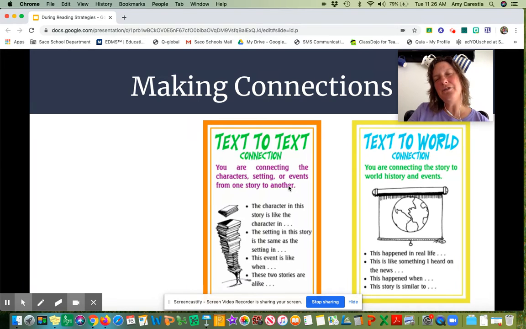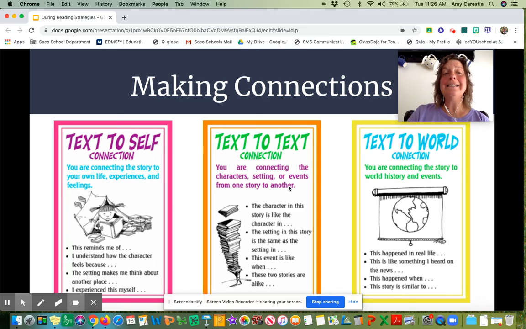Text to text is something that we usually do verbally, where text to world, I might have you respond in a journal. And the final one is making connections to yourself. So perhaps there's a setting in a novel that you can relate to. Maybe you are able to go to the lake during the summer and the novel happens to have a setting at a lake. Maybe a character reminds you of a specific family member or a friend. So these are making connections. It really has to do with you and your prior knowledge. So that's why I think it's a lot of fun.